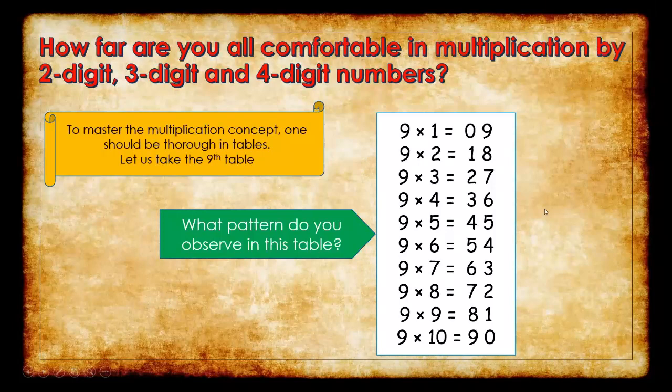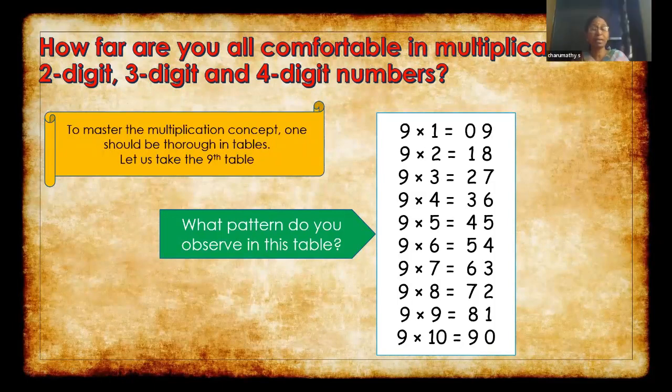The ones place is 10 minus the multiplier. Yes, ma'am. Superb. That is also one of them. See here, the multiplier is 1. 10 minus 1 should come in the ones place. 10 minus 2 is 8, it is in the ones place. 10 minus 3 is 7. 10 minus 4 is 6. 10 minus 5 is 5.